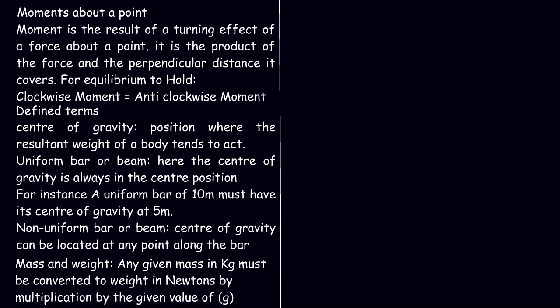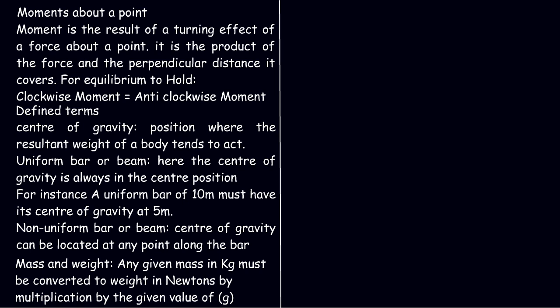The next one will be uniform bar or beam. A uniform bar or beam is a bar or beam where the center of gravity acts at the center position of the bar or the beam. For instance, a uniform bar of 10 meters must have its center of gravity at the 5 meter point, that is at the center.